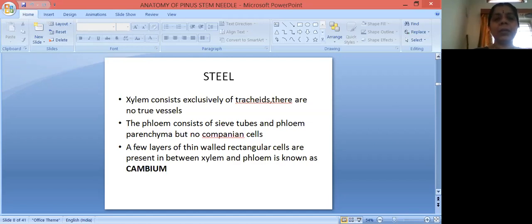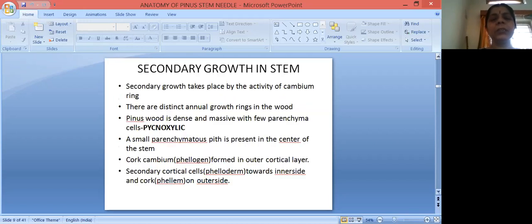Now coming to the next, this is already discussed. The presence of rectangular thin-walled cells between xylem and phloem is known as cambium. Coming to the growth of the stem, slowly the layers of cambium cells increase. In a young stem, the cambium is single layered. With more age, the cambium becomes few layered. So this is the primary young stem anatomy.